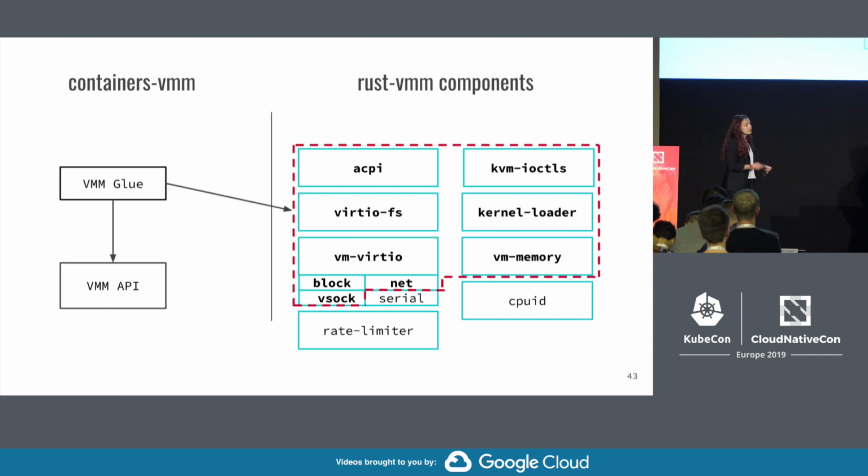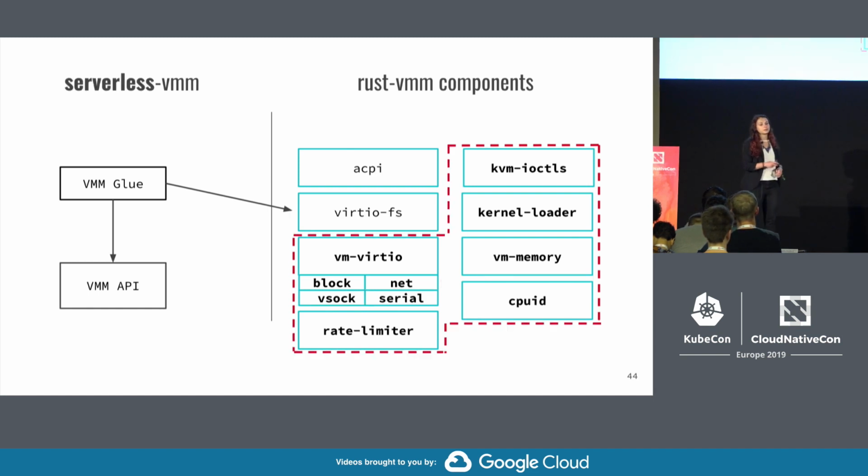Now, the only thing that you have to do after all these components are available is to write the glue code. Essentially, what the glue code does is create the interaction between all these components, and it also interacts with the API in order for users to be able to configure the virtual machine.